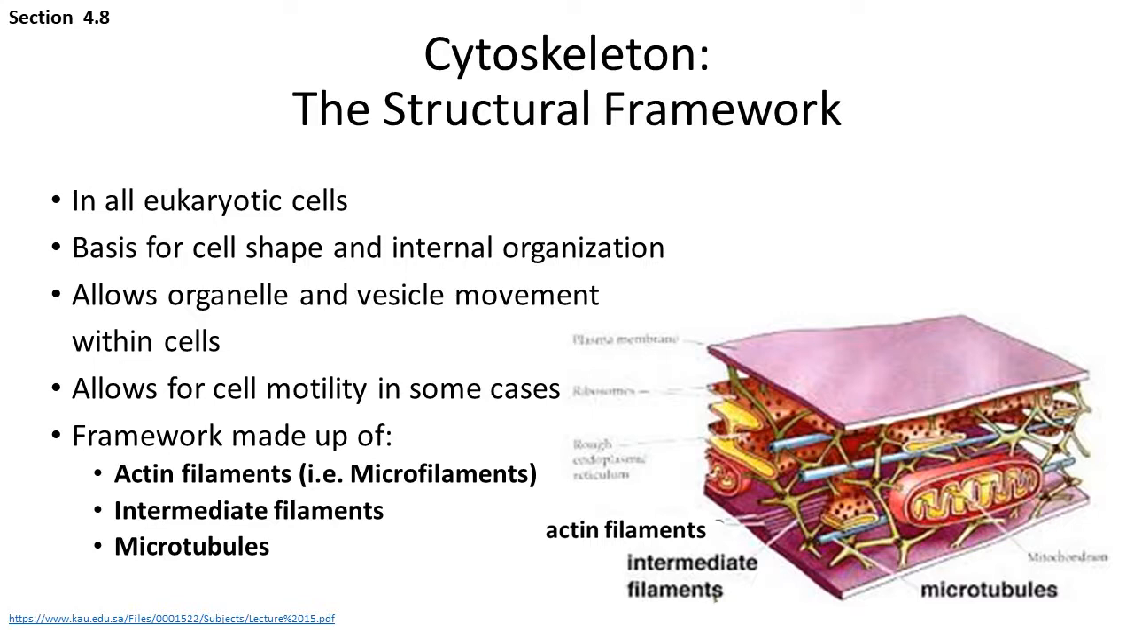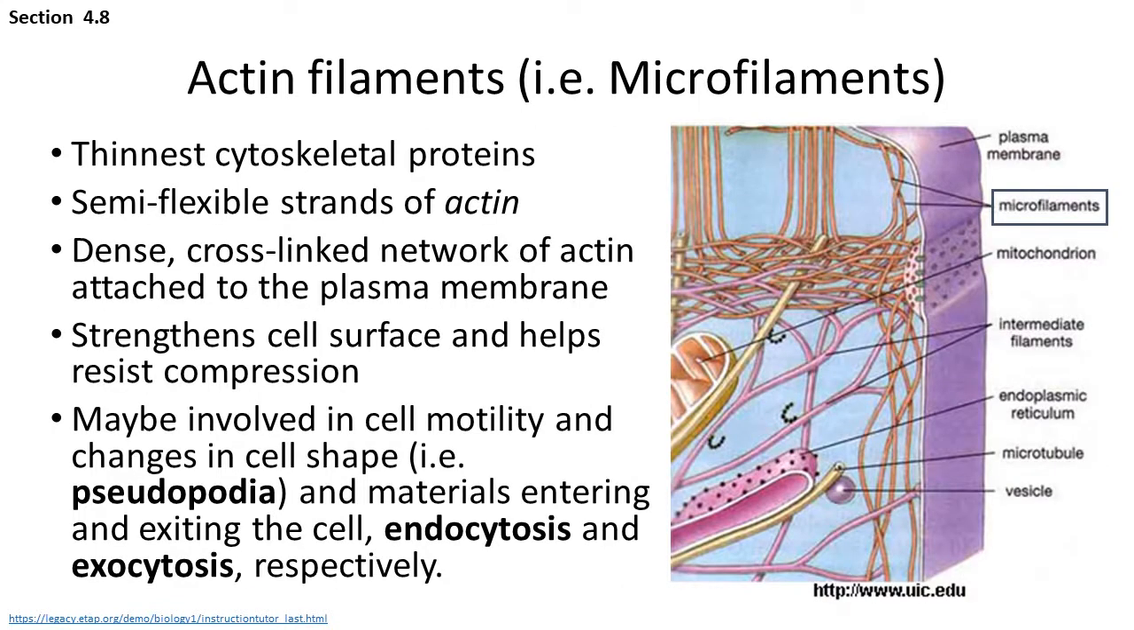Their cytoskeleton is made up of actin filaments or microfilaments, intermediate filaments, and microtubules. Actin filaments or microfilaments are the thinnest cytoskeletal proteins. They are made of semi-flexible strands of actin.